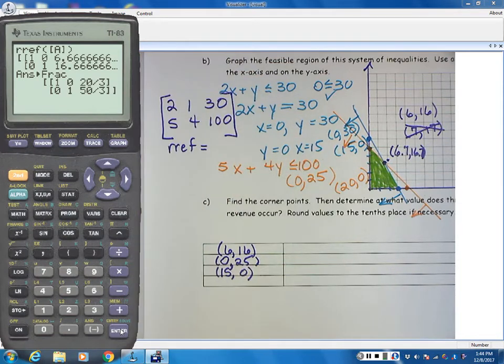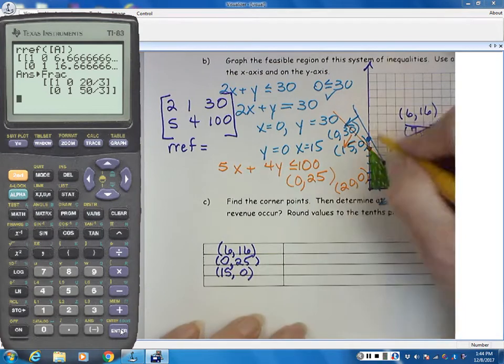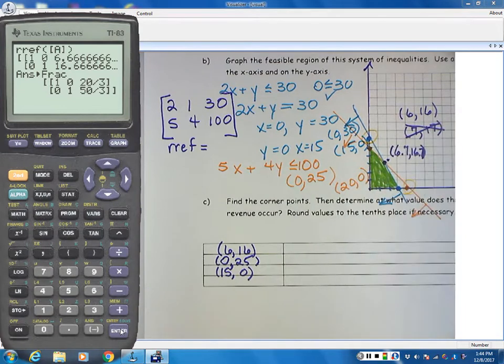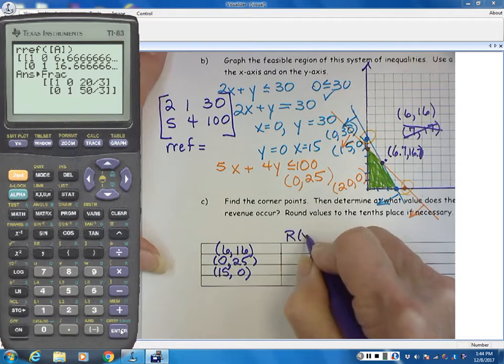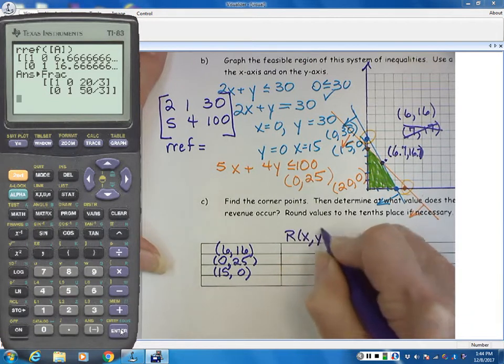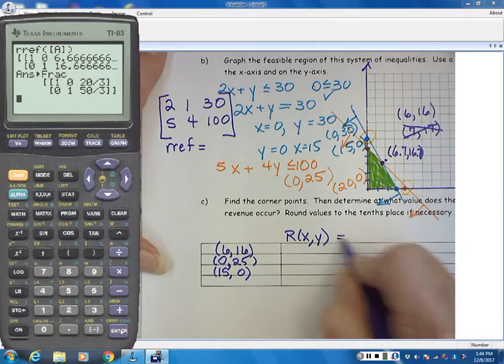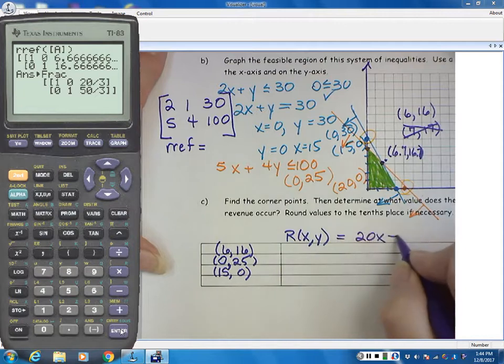So keep in mind that you are not going to use this point or this point. Those are not corner points. They're not part of the feasible region. And you're not going to use 0, 0 because that means they make no revenue. So you know that answer makes no sense. So then we're going to plug into the revenue equation that we came up with. The revenue for x, y was 20x plus 18y.